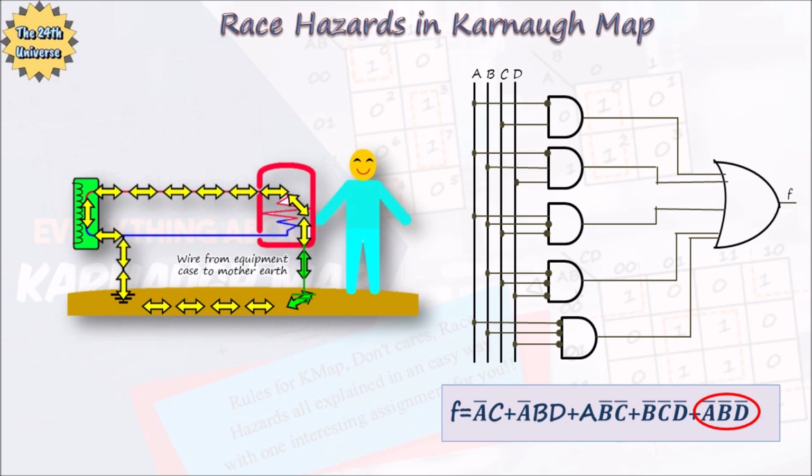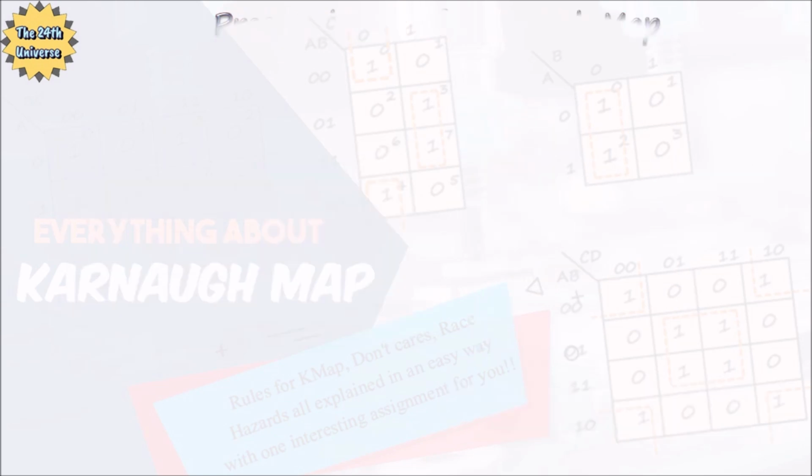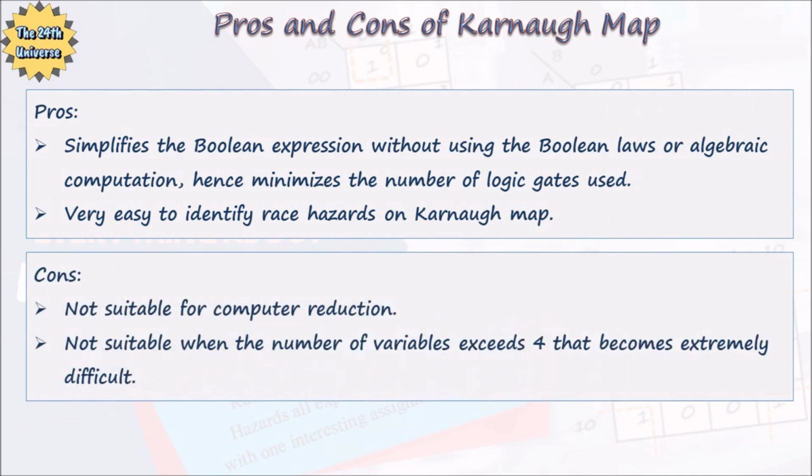This additional term is similar to an earthing system that prevents us from getting an electric shock in an electric circuit. Now let us see the pros and cons of the Karnaugh map, that is the good things and the bad things about it. The good things are it simplifies the Boolean expression without having to use Boolean laws or algebraic computation, and hence minimizes the number of logic gates used. And we just saw that it is very easy to identify race hazards on a Karnaugh map. The bad things are it is not suitable for computer reduction, and also it is not suitable when the number of variables exceeds 4.